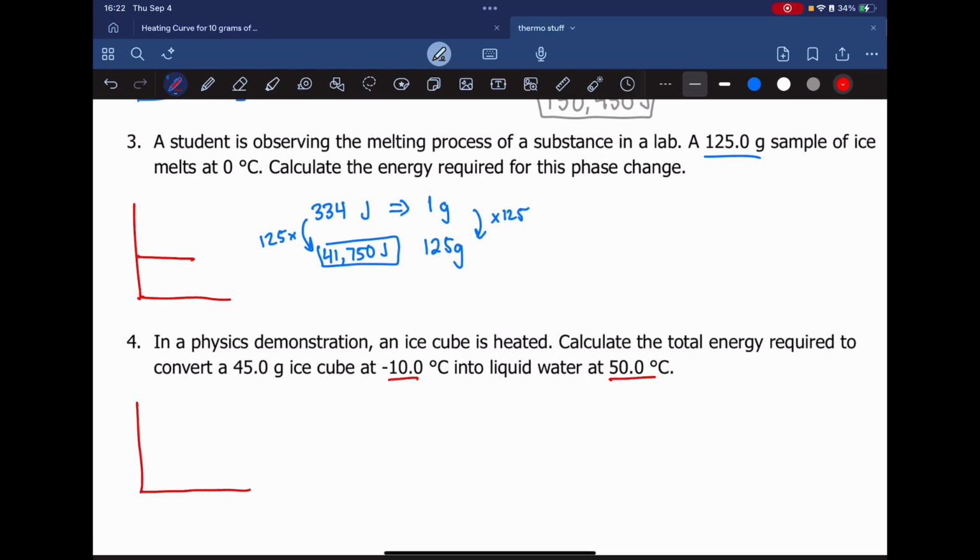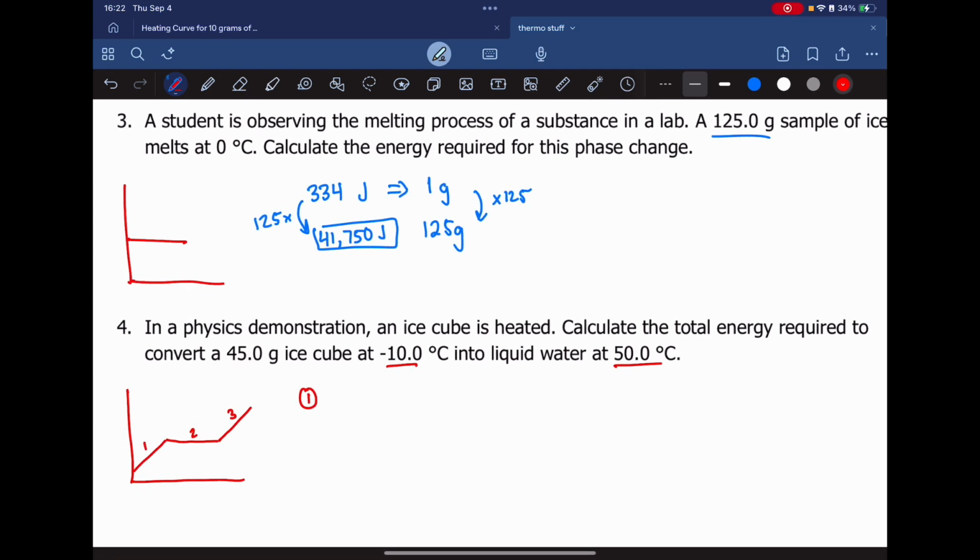So if we're starting at -10, that means that we are below the melting point, because the melting point of ice is 0. So before we can melt, we have to raise the temperature, and then we can melt. And then we have to raise the temperature again, because we're going from 0 up to 50, right? So those are my 3 segments. This is another 3-stepper. So I will label my steps as I go.